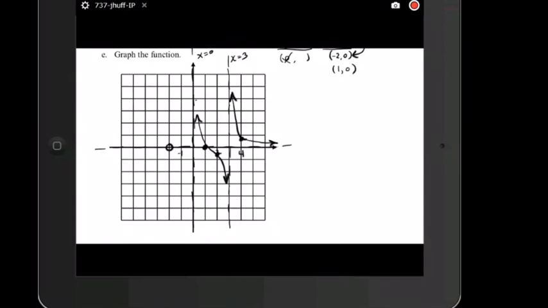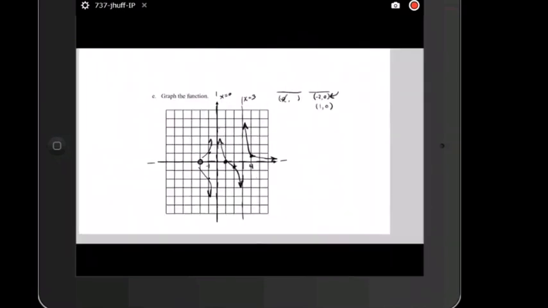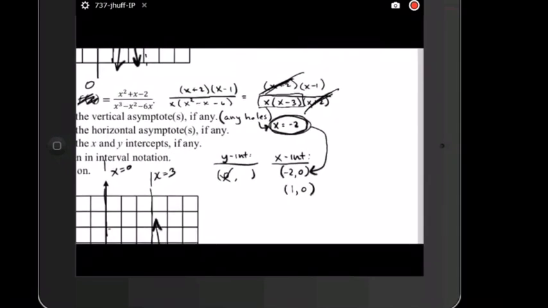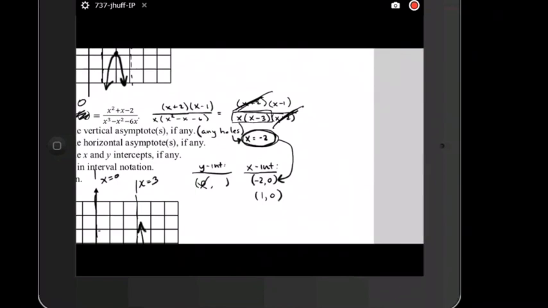Now I also need to know where the graph is at negative 1, because if it's up here, then the graph is approaching positive infinity. If negative 1 gives me a point down here, then it's approaching negative infinity. So we need to figure out where the graph is at negative 1. If we plug in a negative 1, we have negative 1 minus 1 is negative 2, and then negative 1 times negative 1 minus 3 is negative 4. So negative 2 divided by 4 is negative 1/2.